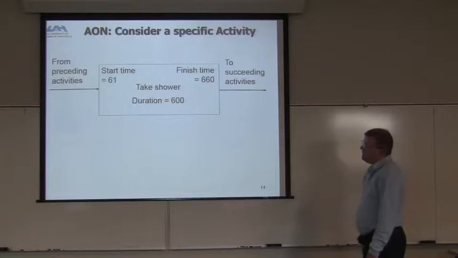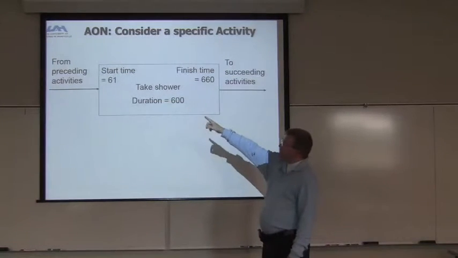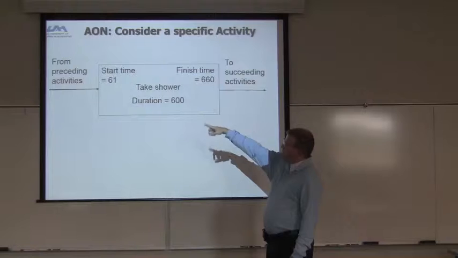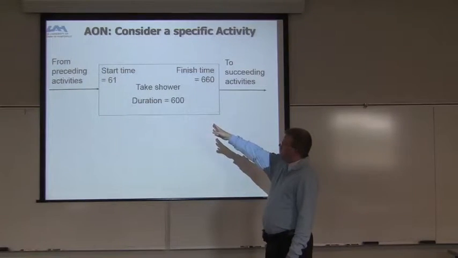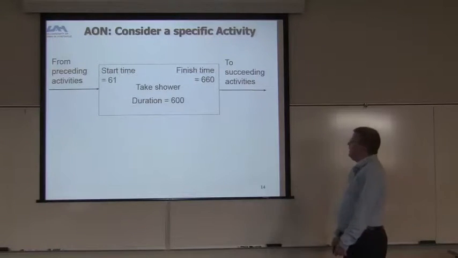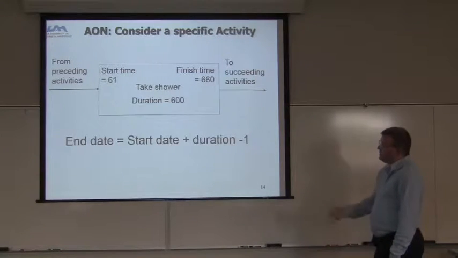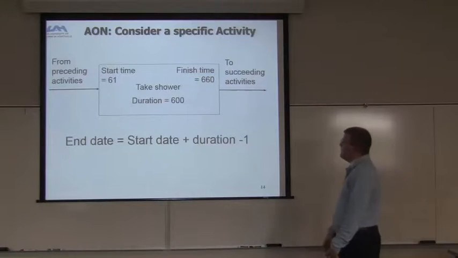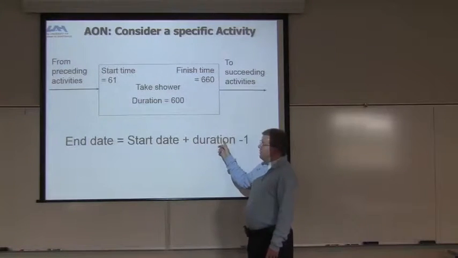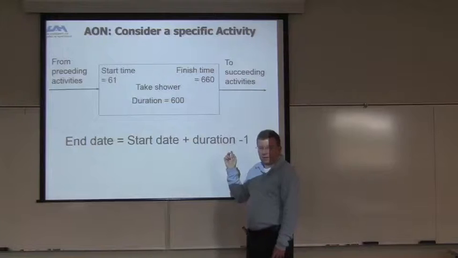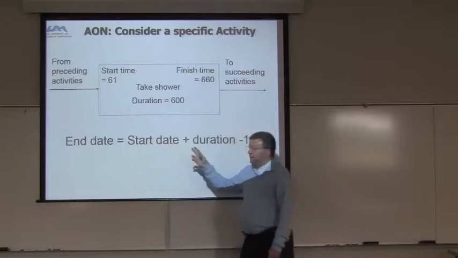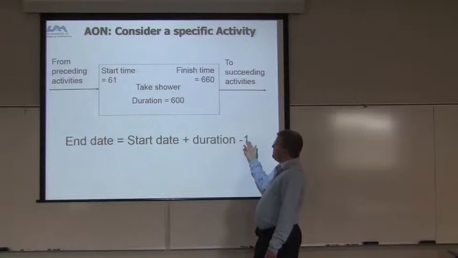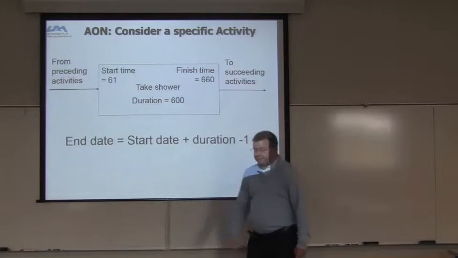So you look at different activities, right? From the preceding activities, you were starting at 61, you finished at 660, you got the shower at 600 seconds, right? So basically you need to think about the end date as the start date plus the duration minus 1, right? That's how all this works. So if you want to calculate what the end date is, you take the start date, add the duration, and then minus 1 is where you're going to end up, okay? So that's how that works.